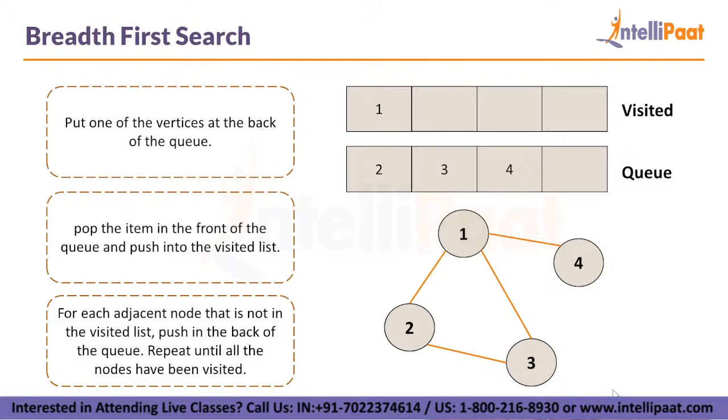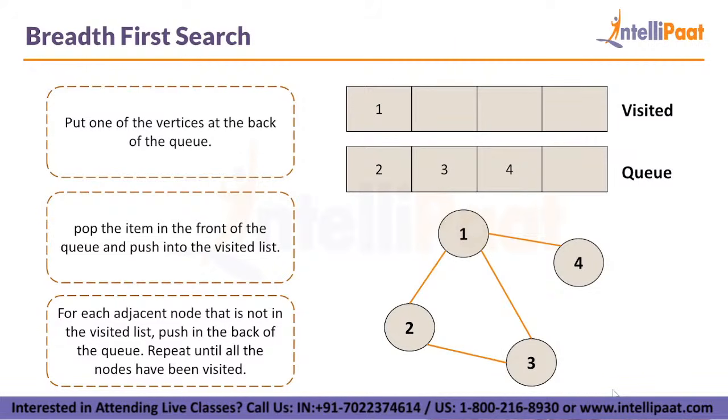So the next step will be, we pop the item in the front of the queue and push it into the visited list. For each adjacent node that is not in the visited list, we push in the back of the queue and repeat until all the nodes have been visited. For the BFS, the values will be 1, 2, 3 and 4. So you'll be able to understand this better when we are working on a live example.